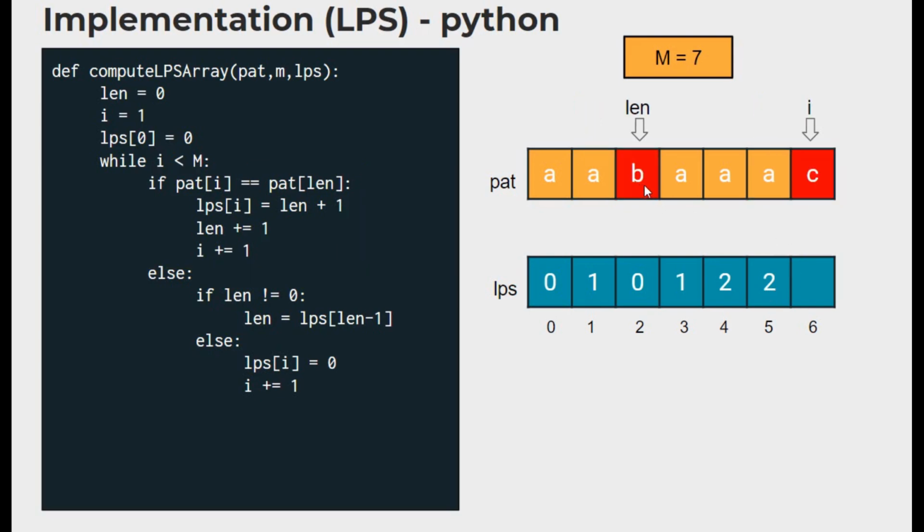And now there is a mismatch and length is not equal to 0. We again have to check if there is an overlap. So we assign LPS of length minus 1 as the new length and compare at this position now. Again there is a mismatch, so we go to this position 0 and compare. There is a mismatch, so we can put a 0 now. Since length is equal to 0, we execute this part of the code.